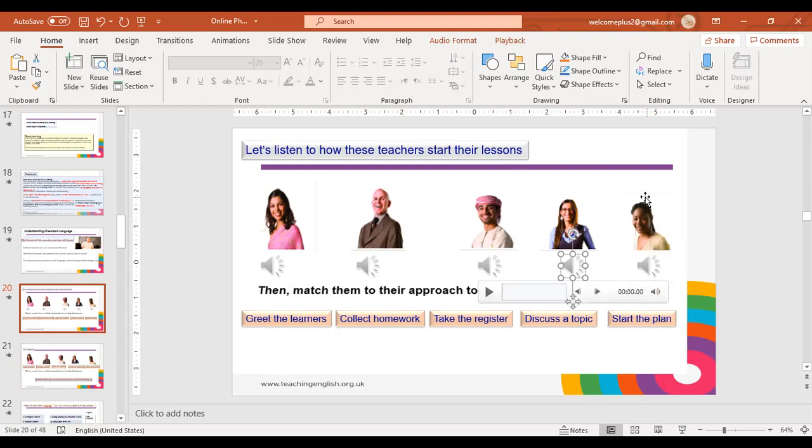Okay, this one. I see. She greets the learners by saying hello for the elders, and for the younger ones, she sings the song. Yes.